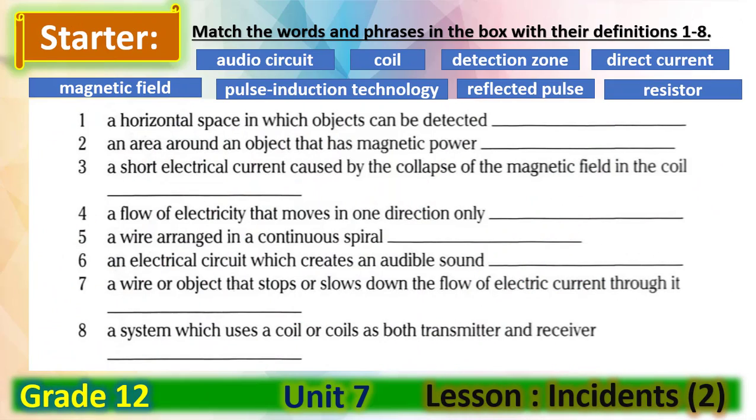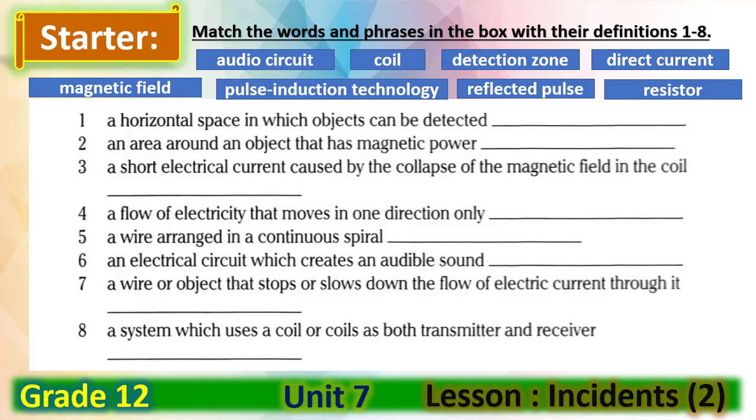Now let's move to our starter. Our starter today is a revision of the previous lesson. Match the words and phrases in the box with their definitions 1 to 8. You can find this exercise in your workbook, page 35. All you have to do is to stop the video, complete the sentences, and when you finish, play the video again to check your answers. You can start now. Now let's check your answers.